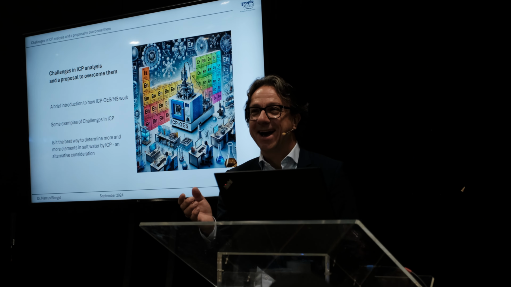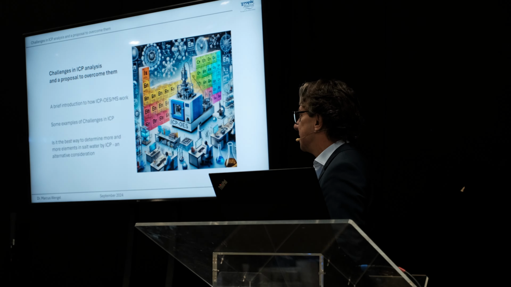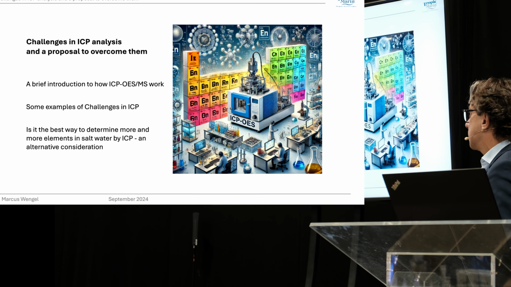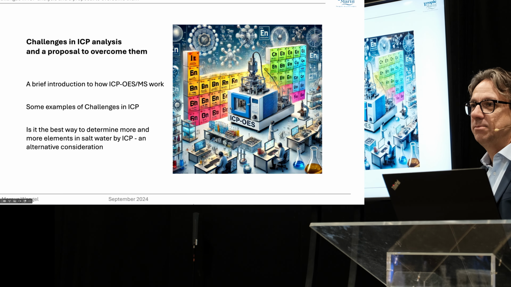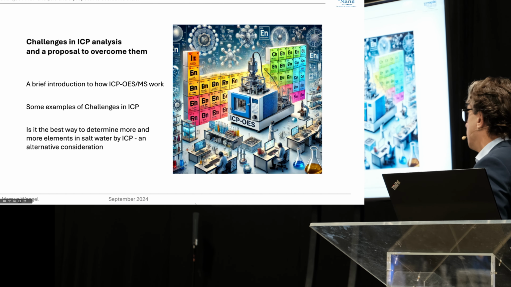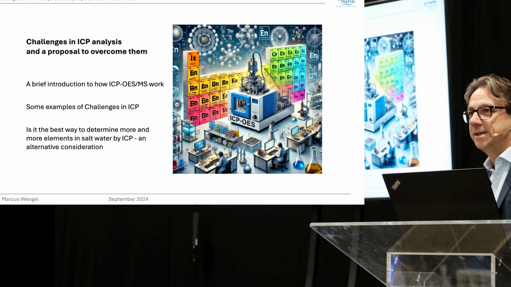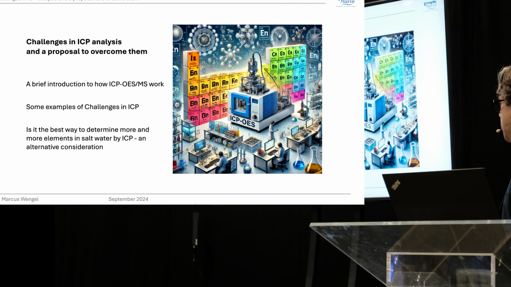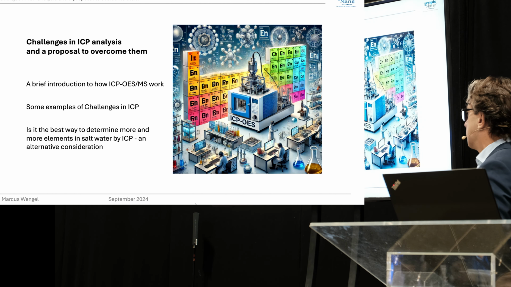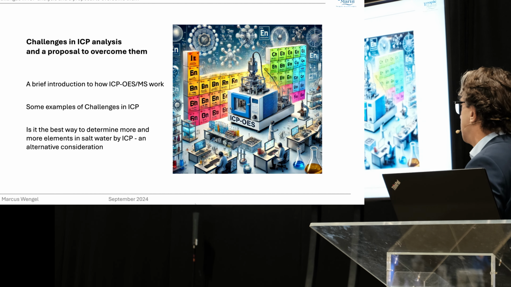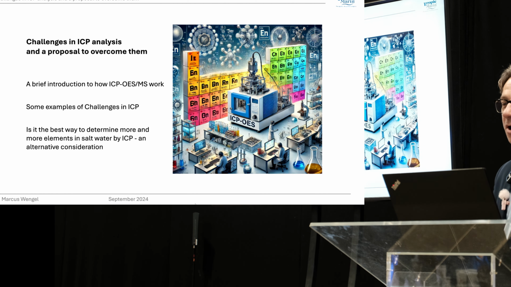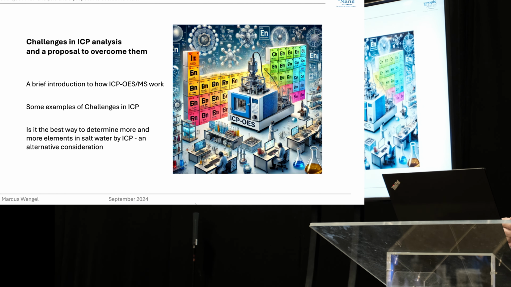A crowded room, ICP, challenges of ICP. Maybe a little bit scientific, but I will try to give you a brief introduction on how ICP OES or ICP MS works, and then follow up with some examples of the challenges in ICP, because it's not as easy as maybe people think it is. And in the second or third part, we ask the question: is it the best way to determine more and more elements in salt water by ICP?